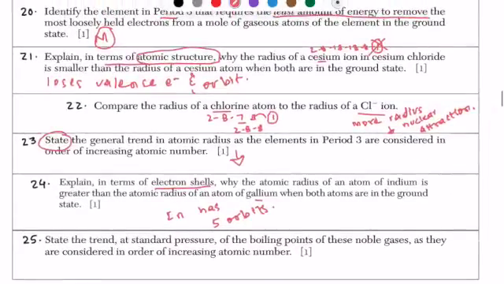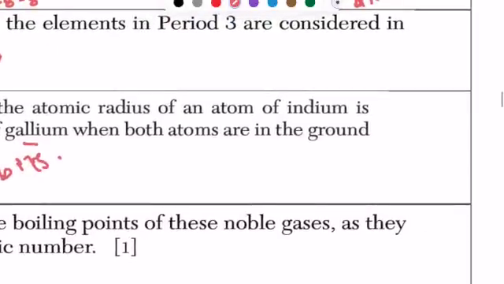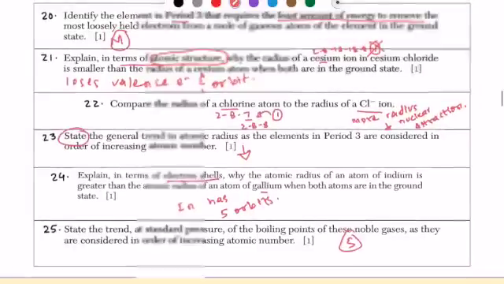State the trend at standard pressure of the boiling points of these noble gases as they are considered in order of increasing atomic number. To answer this question, you can simply look at the boiling points of the noble gases in table S. In general, as the atomic number increases and the substances become bigger, the boiling point also increases. But make sure you verify that using table S. Write down the numbers somewhere and you'll just say as the atomic number increases, the boiling points increase. And that will be your answer.